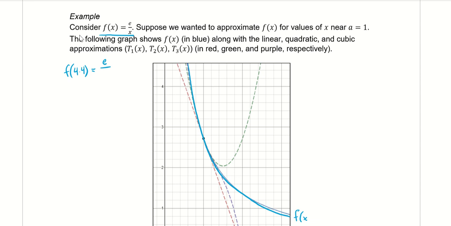Or I should be maybe a little bit more specific. If we wanted to approximate f of x values for x values near 1, if I wanted, say, f of 0.99, that's e over 0.99. Again, maybe not the easiest thing to calculate without a calculator, but I could use a Taylor polynomial to get a better approximation of this function without actually having to use this original function.